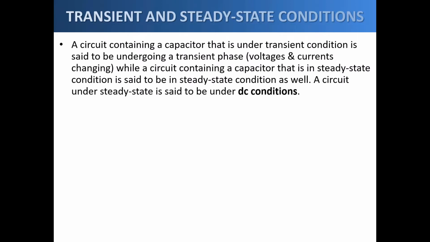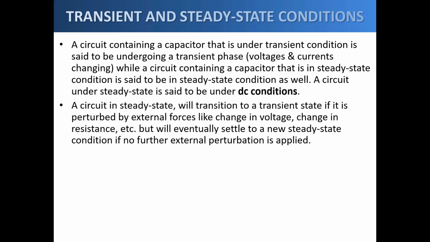Let's say we have a circuit that contains a capacitor, and that capacitor is undergoing a transient condition. That circuit is said to be also undergoing a transient phase, meaning the voltages and the currents in every part of that circuit are all changing. While for a circuit that contains a capacitor in steady state, the circuit is said to be in steady state condition as well. A circuit under steady state is sometimes said to be under DC conditions.